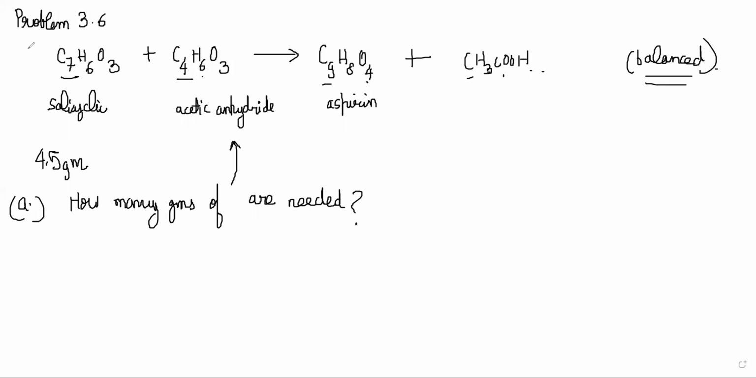So then you have 1 mole of this reacting with 1 mole of this to give 1 mole of this and 1 mole of this, right? Yes, sir. Now solve the question. 4.5 grams of salicylic acid is available. How many grams of acetic anhydride is necessary?